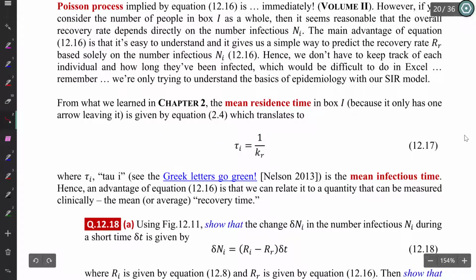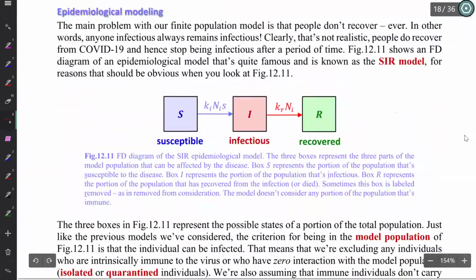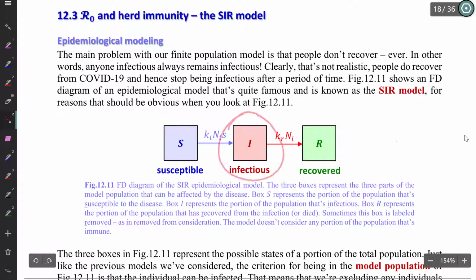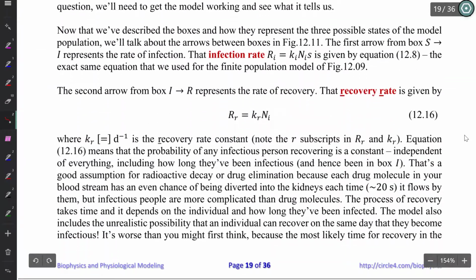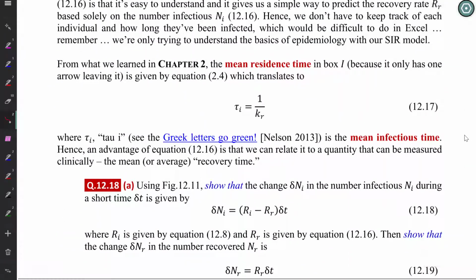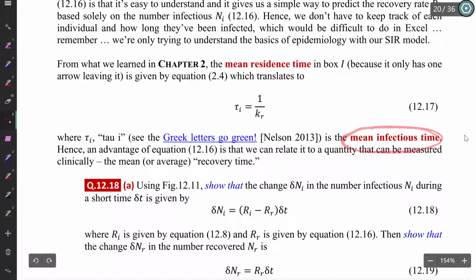The next thing I want to talk about is called the mean infectious time. What it is, is how long somebody stays in this box I, right? So how long on average does somebody stay infectious until they transition over to being recovered? And from chapter 2, we know that if you have just one arrow leaving, there's a concept called the mean residence time in a box, and it turns out that's exactly the same idea for the infectious box, and we'll call that the mean infectious time.